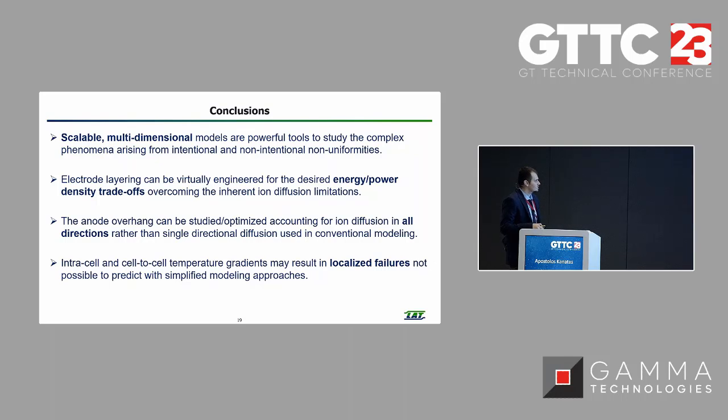In the second case, we observed that the anode overhang can be studied and optimized accounting for ion diffusion in all directions, rather than taking into account only the single directional diffusion which is used in conventional modeling. And in our last case, we saw that intracell and cell-to-cell temperature gradients may result in localized failures, which are not possible to predict with simplified modeling approaches.